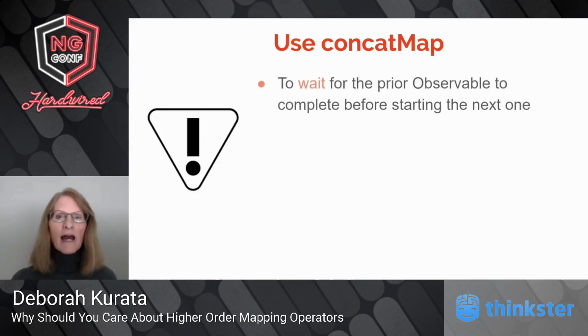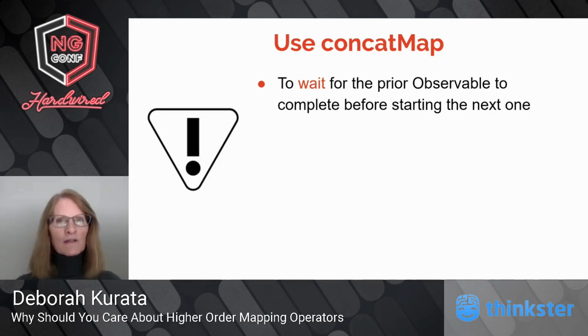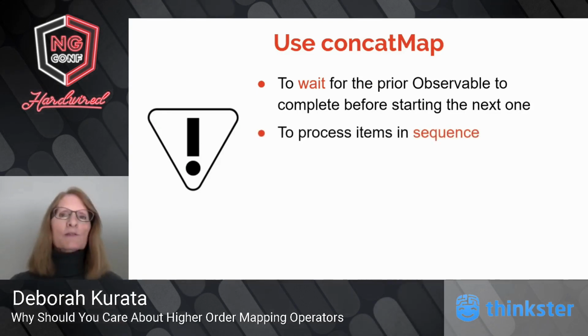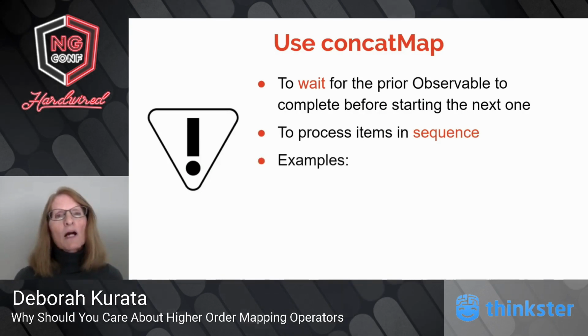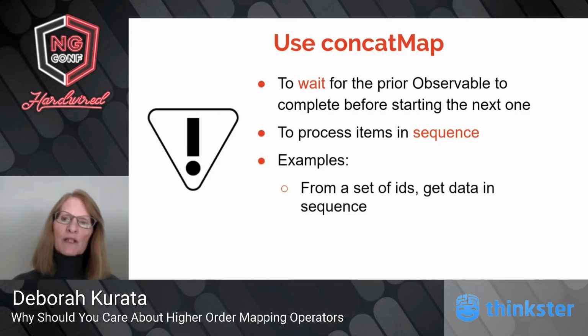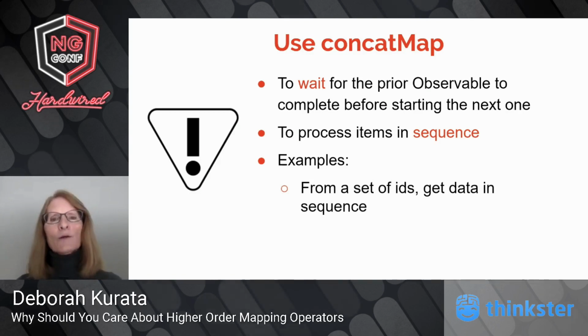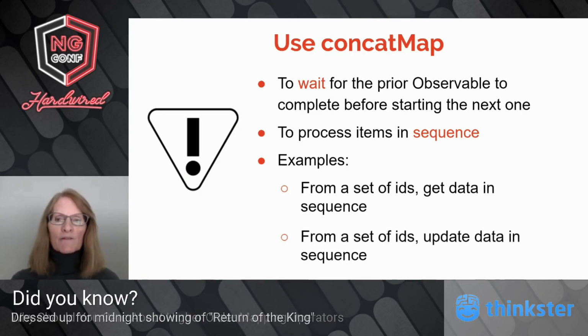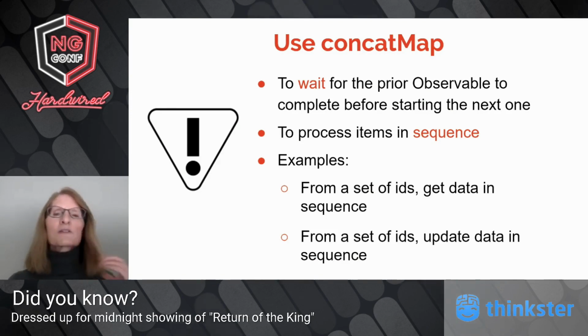So you want to use concatMap anytime you actually want to wait for one to finish before starting the next one, the next inner observable. It will process those items in sequence. So a couple of examples on this one: from a set of IDs, get data in sequence, or from a set of IDs, update data. You really want to consider using concatMap if you're doing any kinds of updates, inserts, or deletes. Because you might want them actually in order.